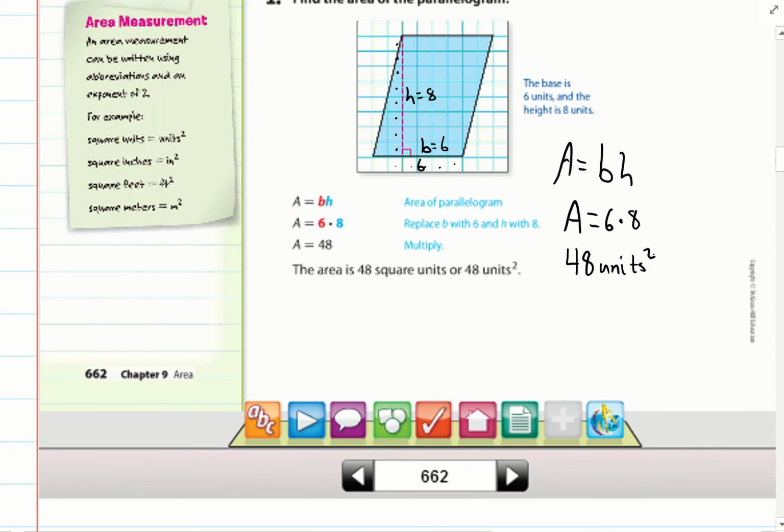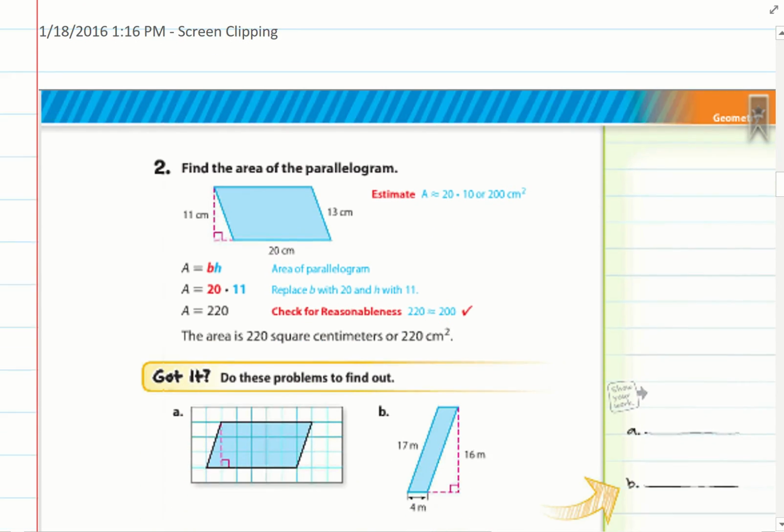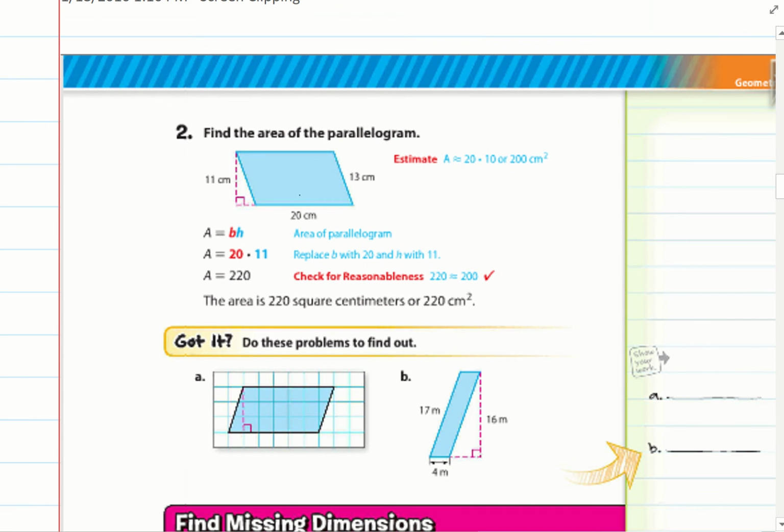Just remember, when we find area, our units are always going to be squared. So, example 2: we have our base is 20, and please do not confuse the sides as your height. Our height is going to be 11. This 13 on the right is just to throw us off.